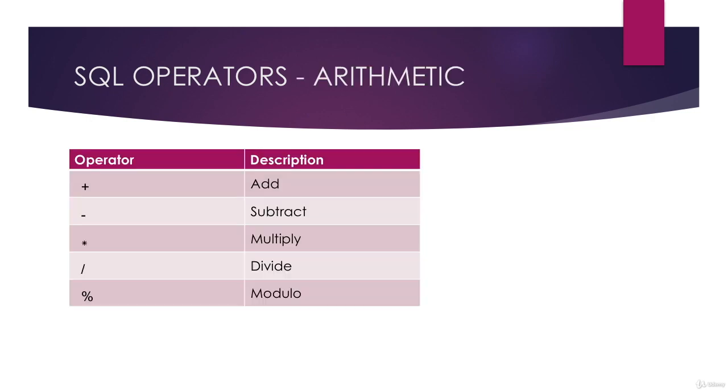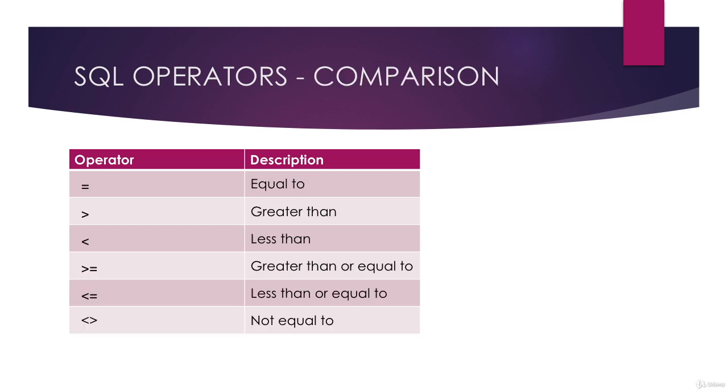For arithmetic operators, we have plus, minus, multiplication, divide, and modulus. You must all know these operations. In SQL, when you want to add or subtract numbers, you can always use these signs to perform your operations. Now let's have a look at the comparison operators: is equal to, greater than, less than, greater than or equal to, less than or equal to. These are all the comparison operations you can perform within your SQL.